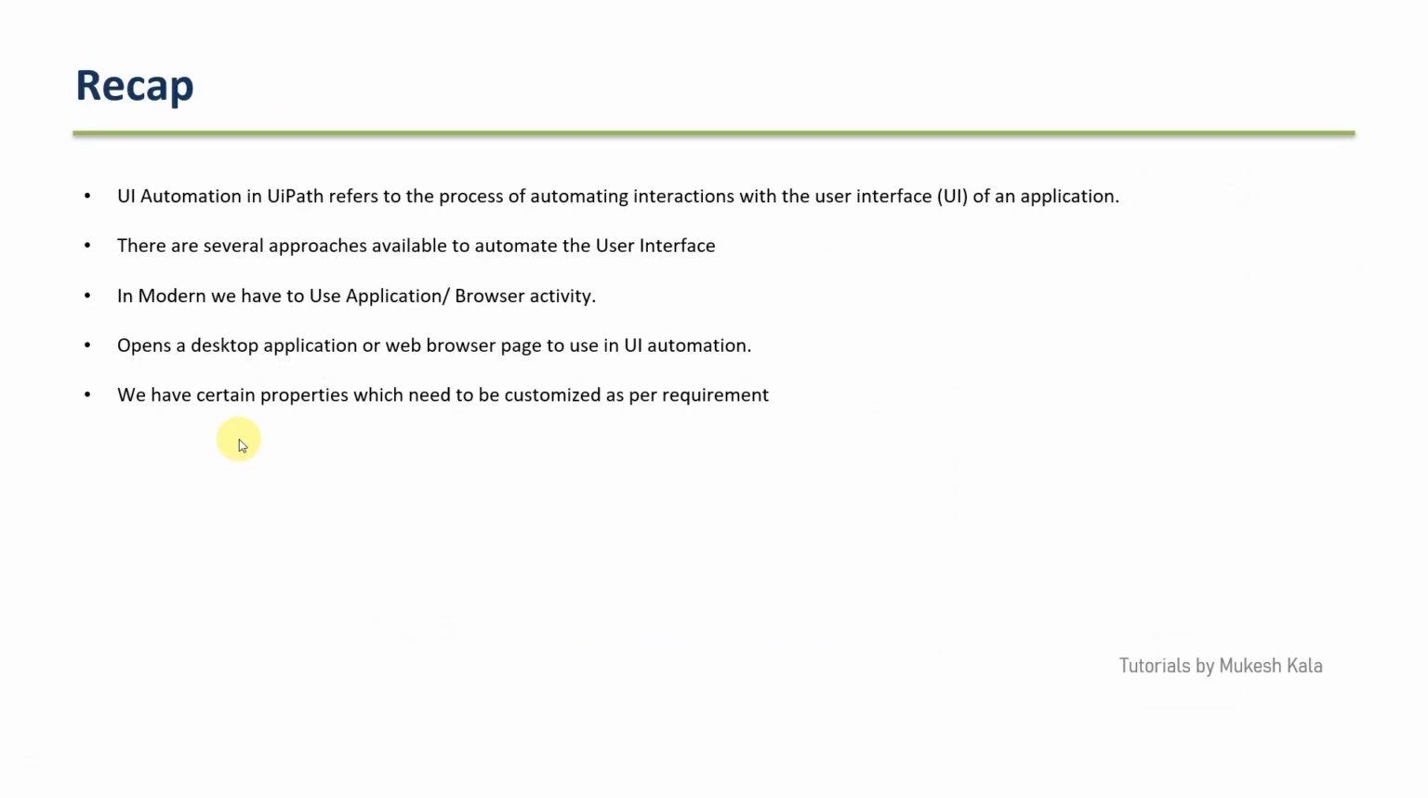Okay, let's quickly recap. Today we have seen that we have something called UI automation. We have two options available: one is classic, one is modern. There are several approaches to automate a user interface, but if I'm using modern activities, we have to use the application slash browser activity. It can be used to automate the browser or any application installed on the computer. It opens the desktop application or the web browser for doing the UI automation. And then we have a lot of properties which can be customized as per our requirement.